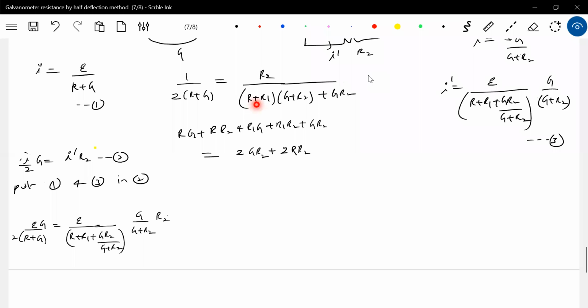This is okay. LHS will be RG, RR2, R1G, R1R2 plus GR2. Now this will be 2RR2, 2GR2. Again GR2 one gets cancelled, RR2 one gets cancelled. So I'll end up with GR plus GR1, GR2 is equal to GR2 plus RR2. Here one GR2 will not be there, here GR2 will be there. So finally, this will be G equal to RR2 by R1.